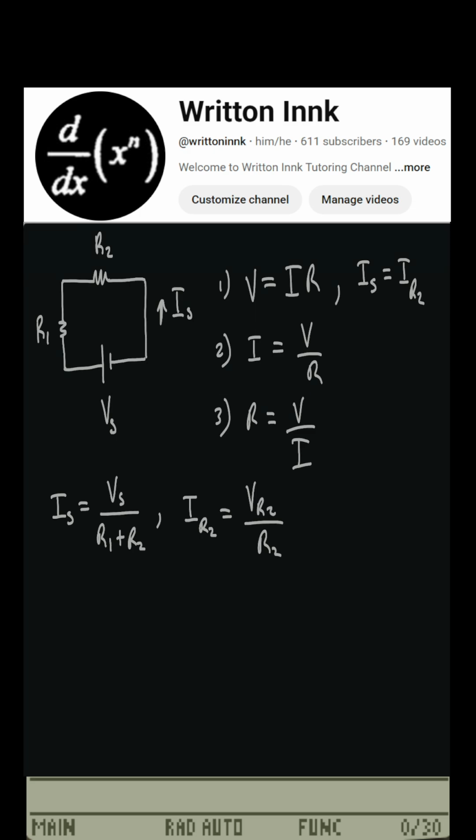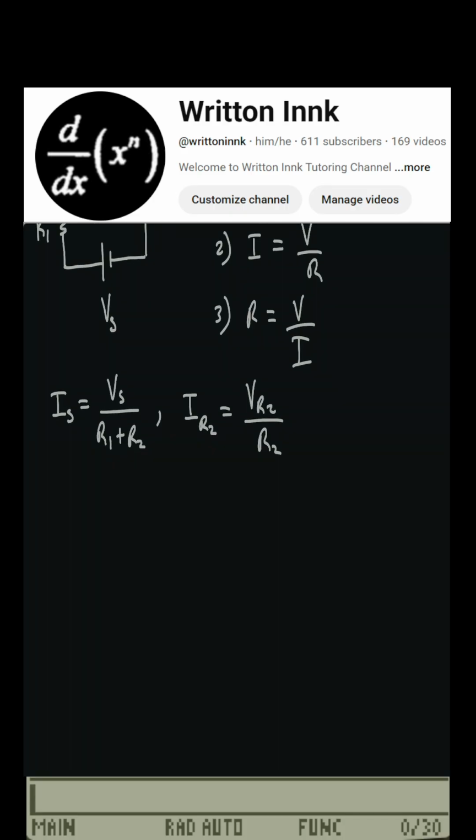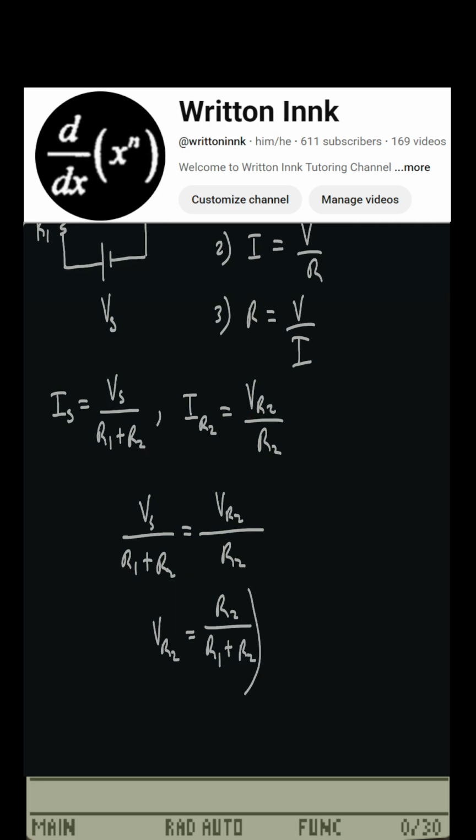If these two equations are true, I can then put them together. I can say that ES divided by R1 plus R2 is equal to V R2 divided by R2. Now, that gives me that V R2 is equal to, and we can just write it like this, combining like terms, R2 divided by R1 plus R2 times ES. So that now becomes equation 4.